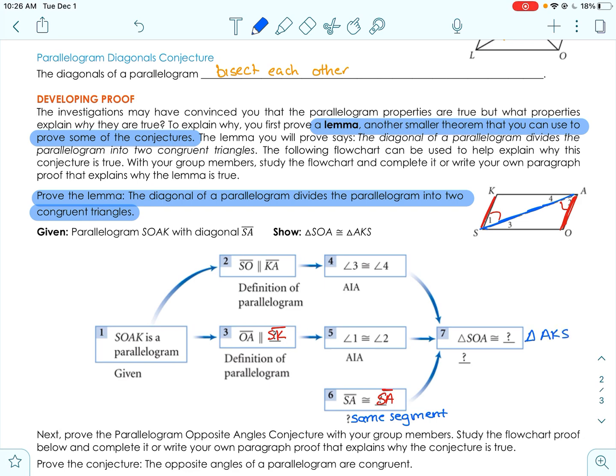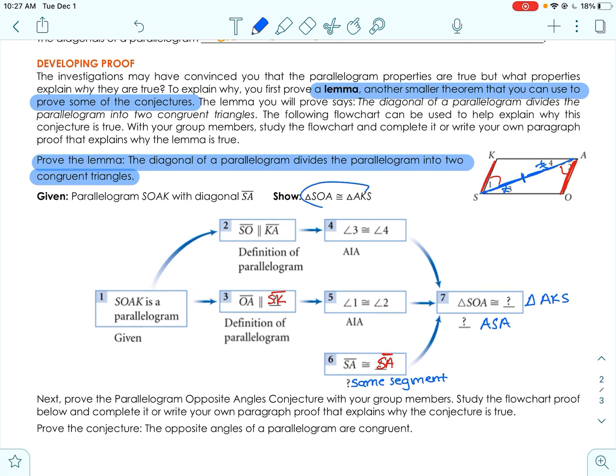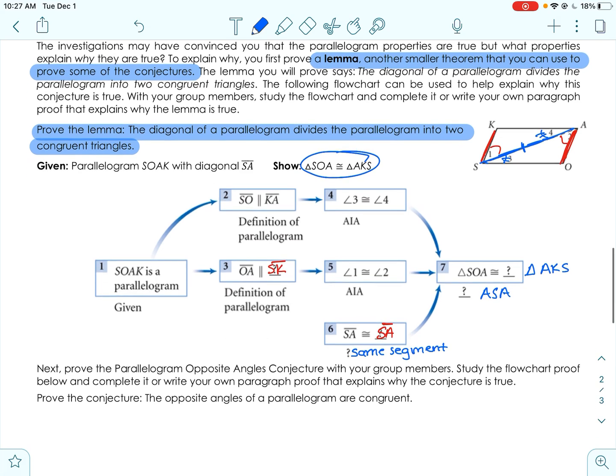And how do we know that? Well, we have angle, and we have a side that's congruent. So 1, and then we have 4 and 3 that are congruent. So we have angle, side, angle. So the reason for those two triangles being congruent is angle, side, angle. So we've shown that in fact, if you take a parallelogram and you draw in a diagonal, you do in fact create two congruent triangles.